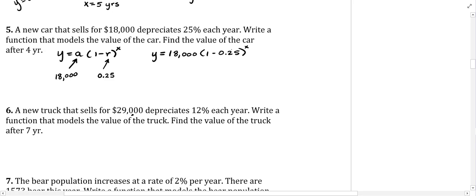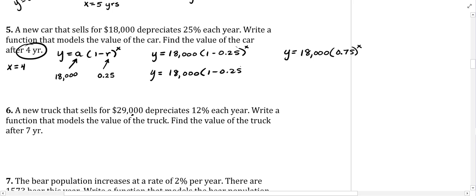If this is multiple choice, then they might show it like this. Right? Because 1 minus 0.25 is equal to 0.75. So they might simplify it. So please be aware of that. And to find the answer, we know that x is going to be equal to 4, or time is going to be equal to 4. And put it in the calculator.